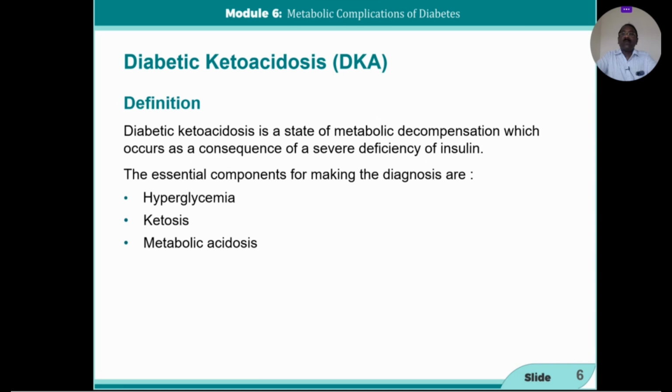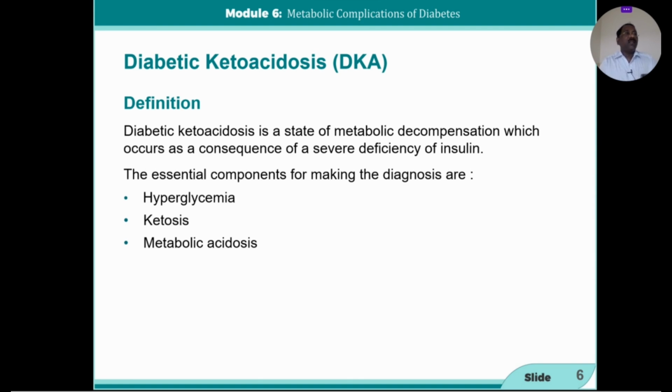So it's a state of metabolic decompensation which occurs as a consequence of severe deficiency of insulin. You know the two reasons of diabetes. One is insulin deficiency. The second one is insulin resistance. But in DKA, what is the defect? It is more of insulin deficiency. So it's a severe deficiency of insulin, no insulin at all from the beta cells. That is the reason they are getting DKA.